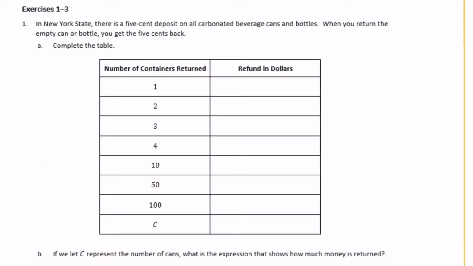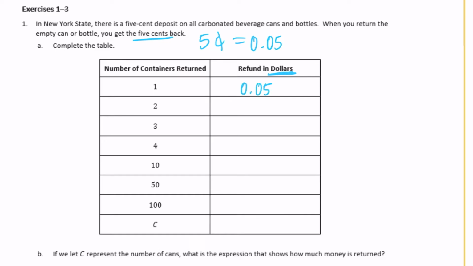Number 1, in New York State, there is a 5-cent deposit on all carbonated beverage cans and bottles. When you return the empty can or bottle, you get the 5 cents back. Complete the table. So if you return 1 can or 1 bottle, what is your refund in dollars? Notice it says in dollars. So we're going to need to convert the 5 cents because it tells us you get 5 cents back, but we don't just want to put down 5. We need to put it down in dollars. So 5 cents would be equal to 5/100ths of a dollar. So we're going to write 5/100ths.